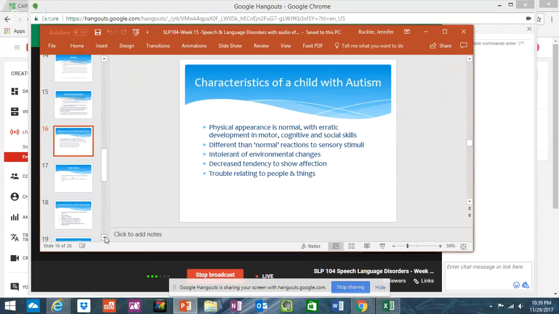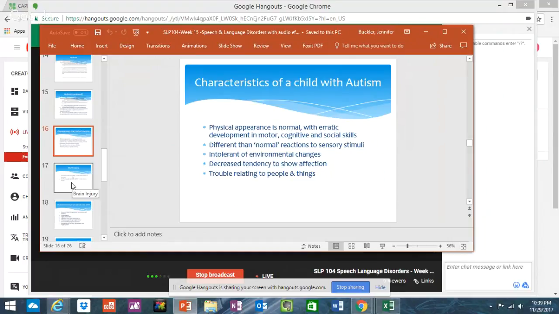characteristics, specifically that they often look and appear normal in terms of their motor development and physical appearance, yet they have perhaps different than normal reactions to sensory stimuli. Loud noises, changes in temperature, even changes in location can be upsetting to them. They deal differently with cognition and social skills. They tend to have a decreased tendency towards affection and enjoy relating to things more than they do people.